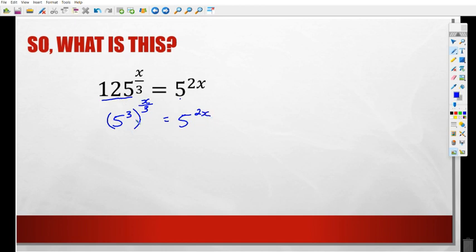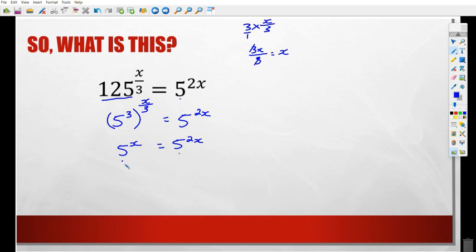Alright, I can simplify on this side here. What is 3 times x over 3? So that's 3 over 1. I'm going to get 3x over 3, which is just x. Those 3's will cancel and I've got just x. So I've got 5 to the power of x on this side equals 5 to the 2x.